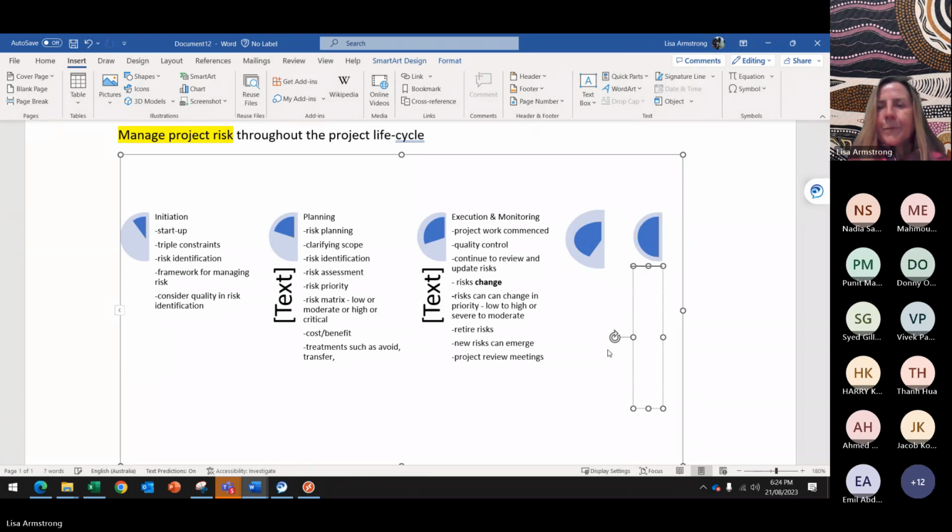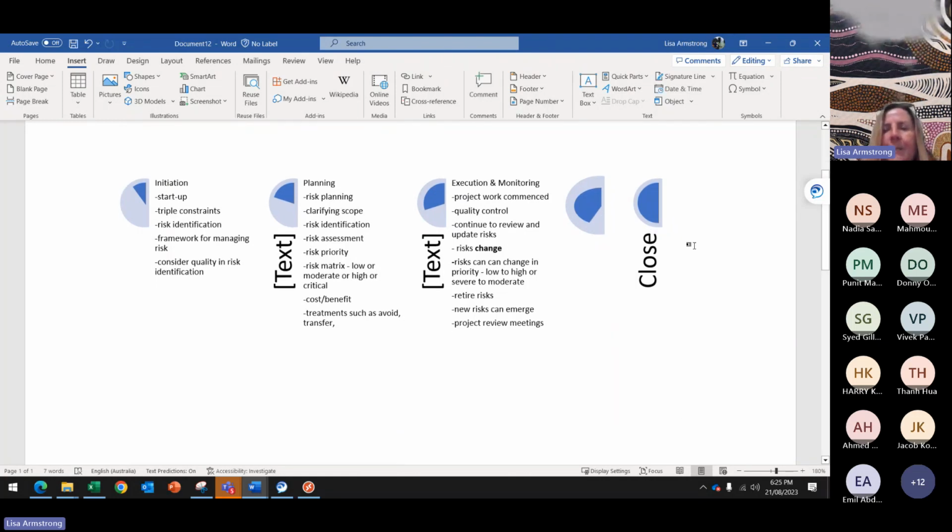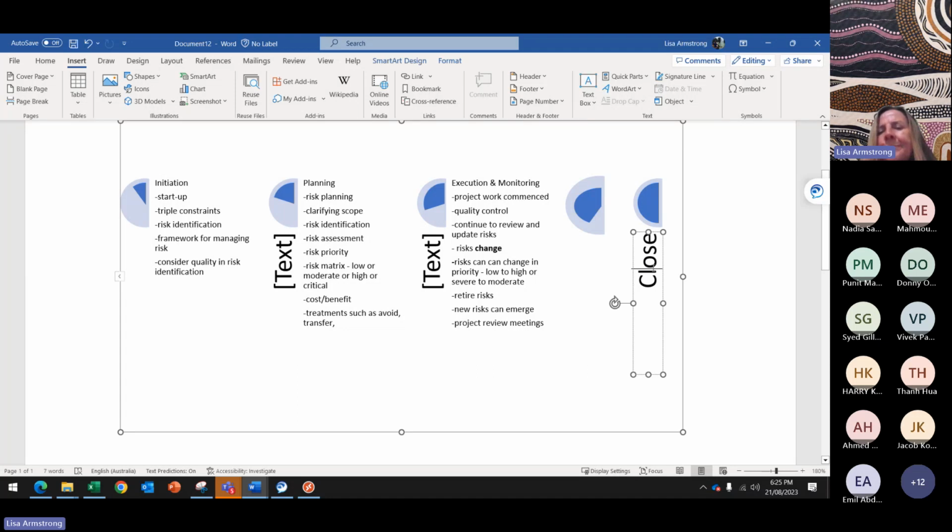Closure. Project close. The end of our project, the end of the road. We're closing, we're handing over, finalising work, closing off the work, checking the work has all been completed. What's happening with risk there? What are your thoughts on risk at the closure of our project?